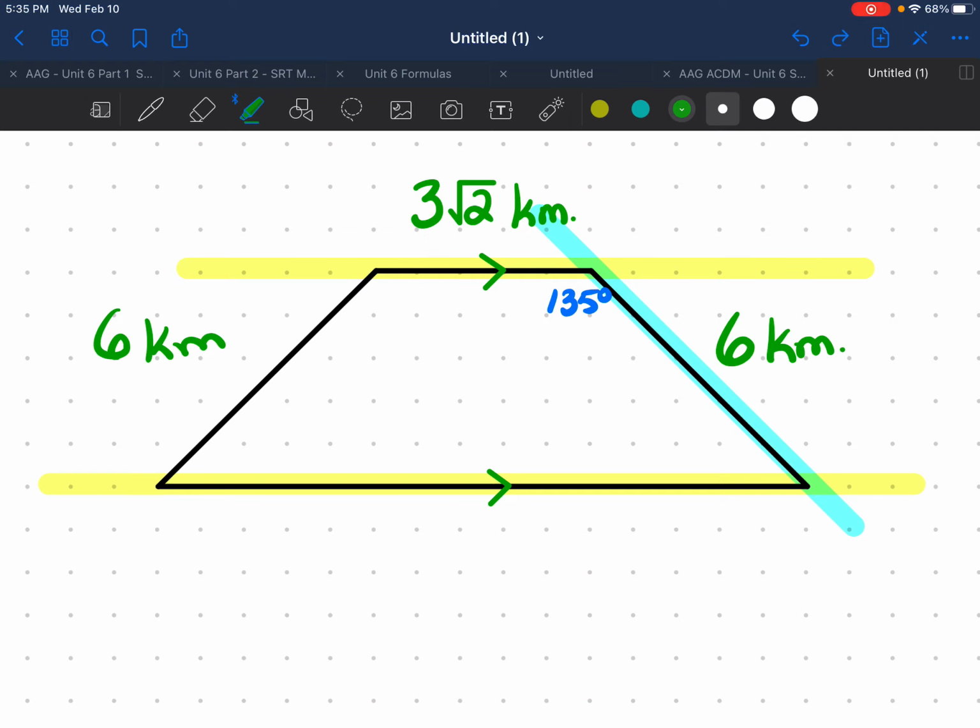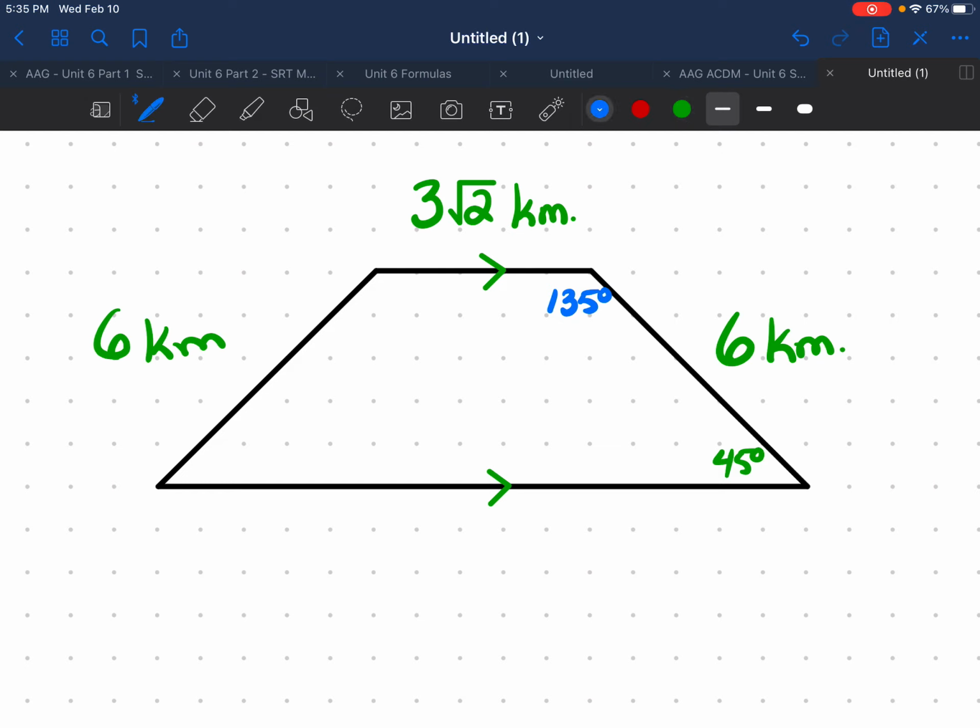The reason why I bring that up is because we have an angle here of 135 degrees, and these two angles are same side interior, which means this angle right here will be the supplement of 135. So it's going to be supplementary to that. 180 minus 135 is going to leave us with 45 degrees. I like that number, okay?